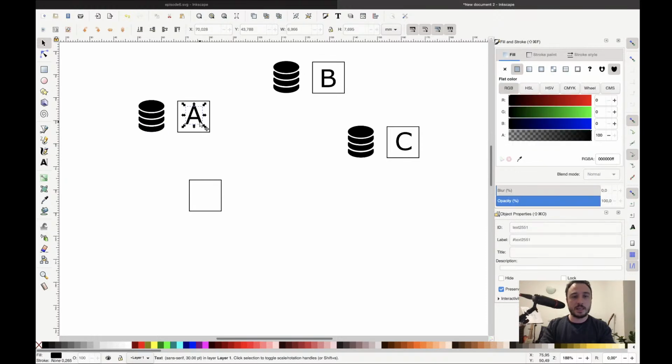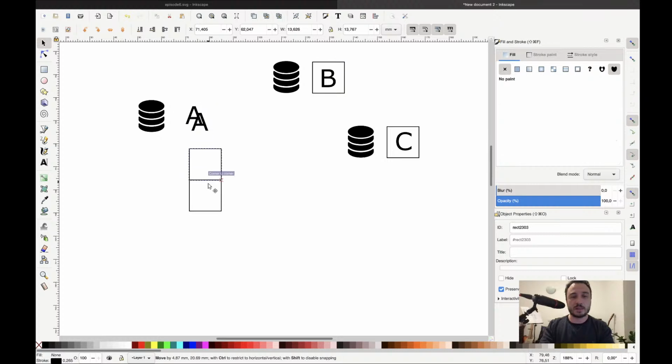So A, B, C, D are, in my case, let's call them from now on microservices. They are not only services, they are microservices.